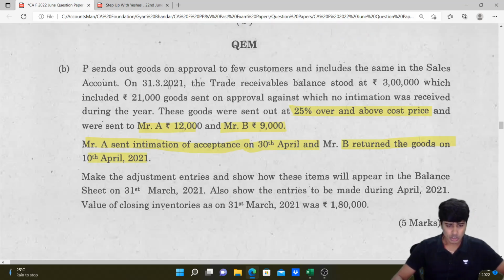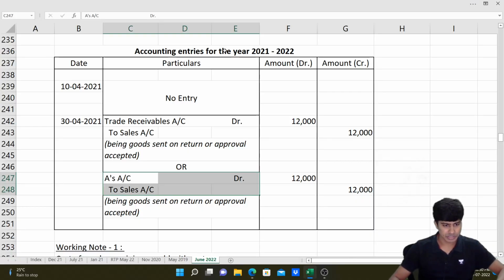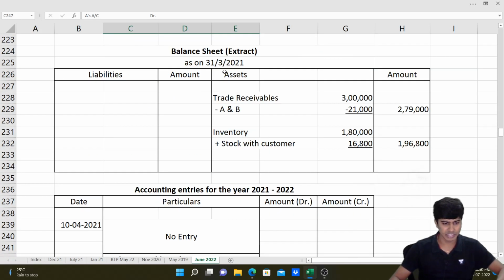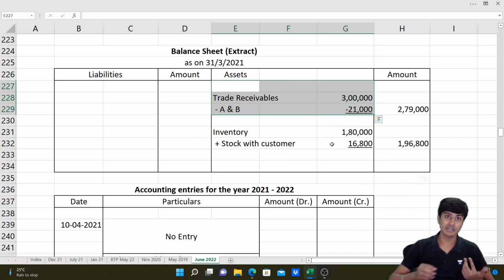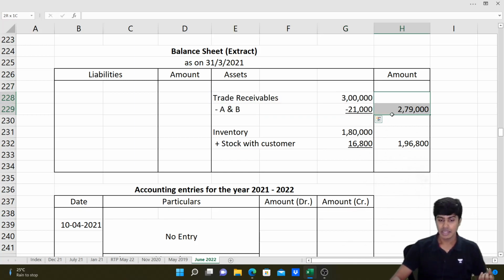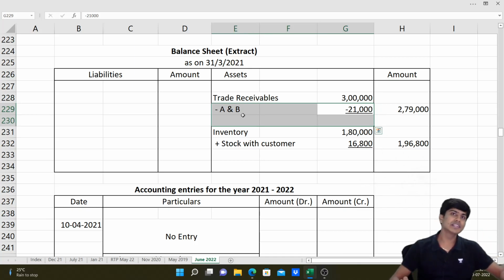We just saw that. Show how this will appear in balance sheet. Simple. Our debtors is 3 lakh. In that 3 lakh, we'll eliminate 21,000. As on that date when we prepare balance sheet, 3 lakh rupees is total trade receivables. But A and B, 21,000, we might not receive because they have an option to return goods. I'll reverse it. And if I deduct 21,000 of debtors, that means that 21,000 stock belongs to me at cost though. I'll include in my stock.